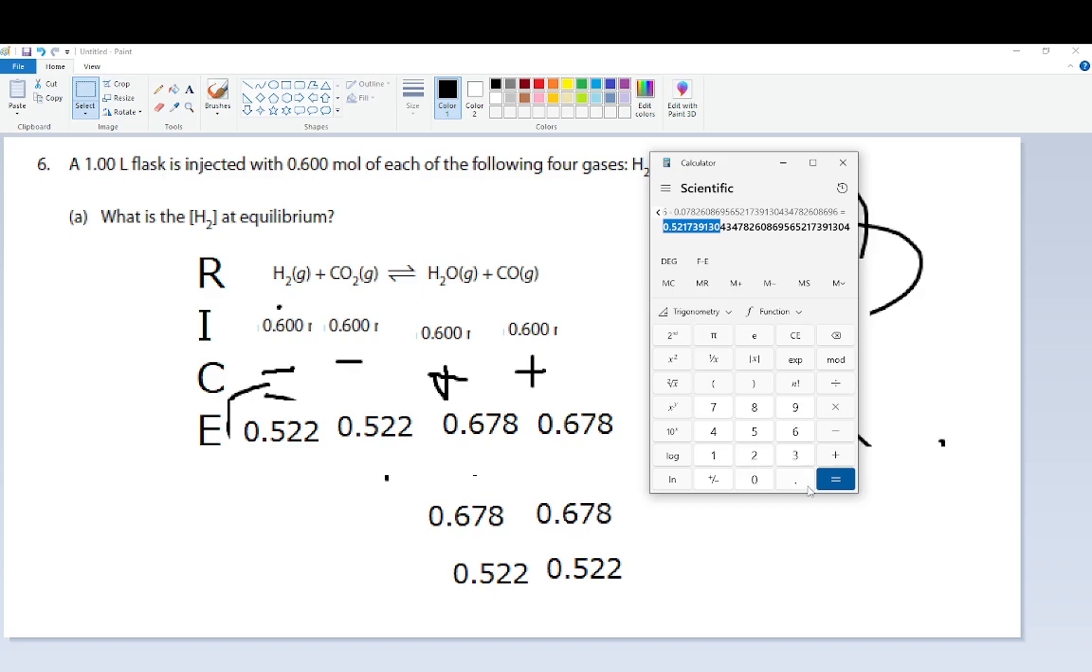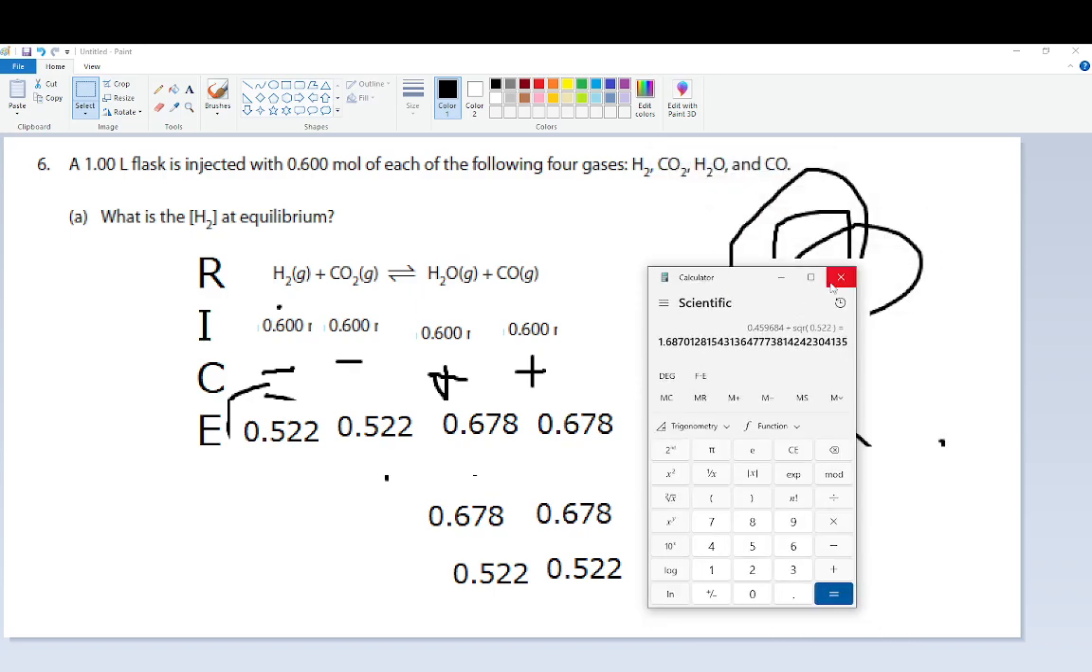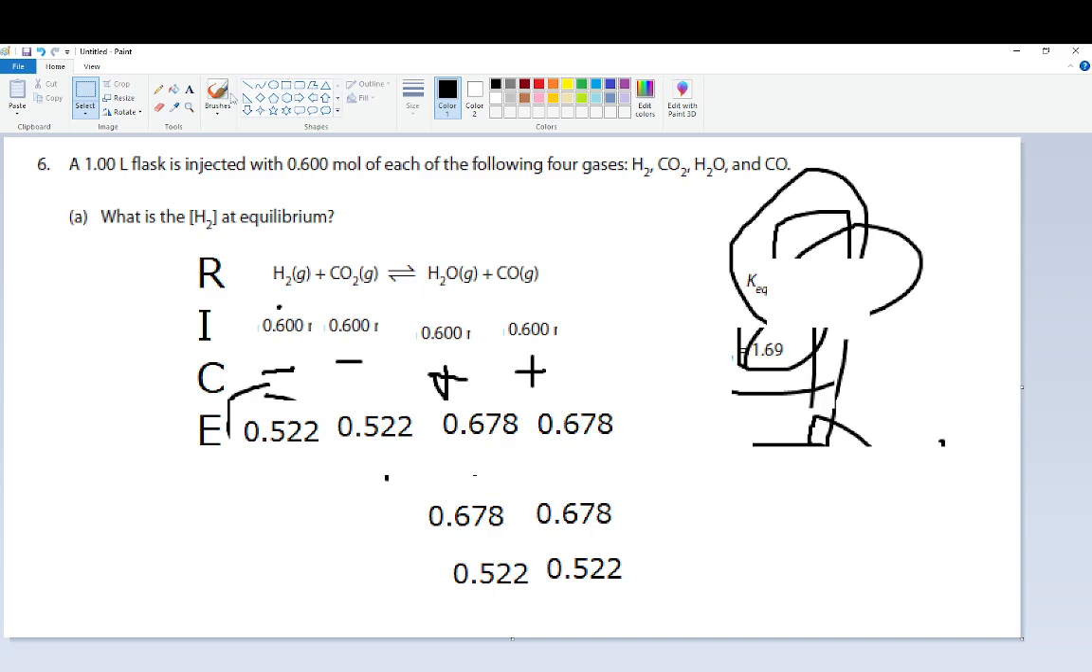It's always good, if you have time, to clear your calculator screen and make sure. And I get 1.687 or 1.69. So there you go. Those are indeed the final concentrations. And their question is, what is the H2 at equilibrium? It is this. Always answer the question. And don't forget your units, you'll lose marks. All concentrations are in molarity.